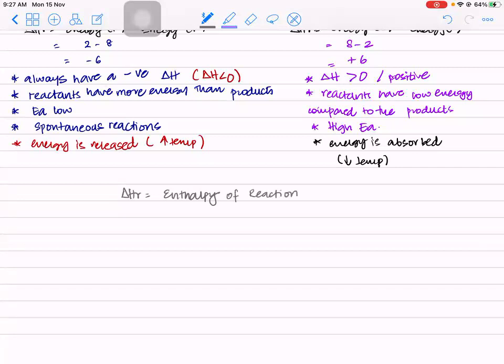What is EA? EA stands for activation energy. And we know what activation energy is? It is the minimum energy required to initiate or start a reaction. So what is activation energy? This is the minimum energy required to initiate a reaction.